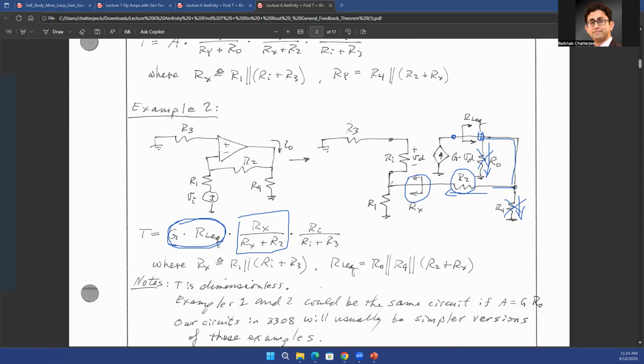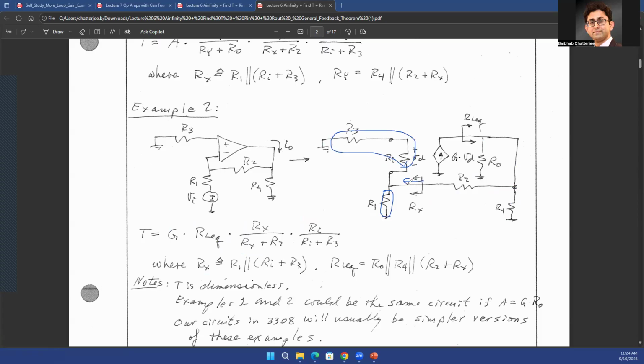And then at this node, there will be one path going to ground and another path going here, again to ground. And you'll have a voltage division between R3 and Ri, between these two resistors. So Ri divided by Ri plus R3. That's going to be the voltage division term here. Now, what is Rx? Rx is the resistance that you see looking into the left side at this point. So that's going to be R1 in parallel with Ri plus R3. So R1, which is here, in parallel with Ri plus R3. That's going to be your Rx.